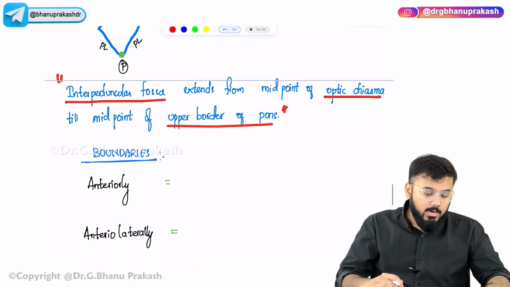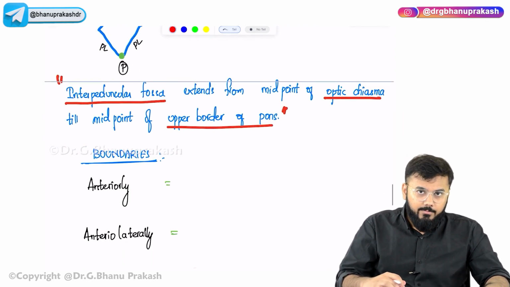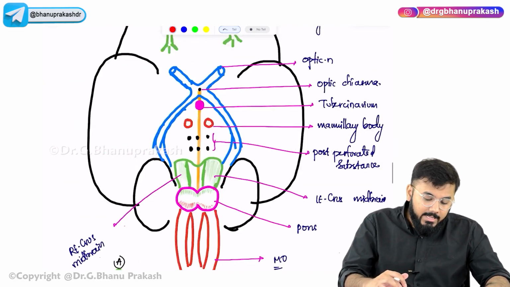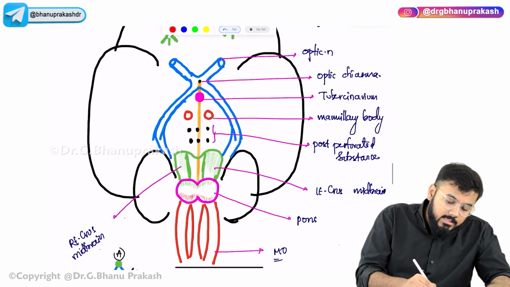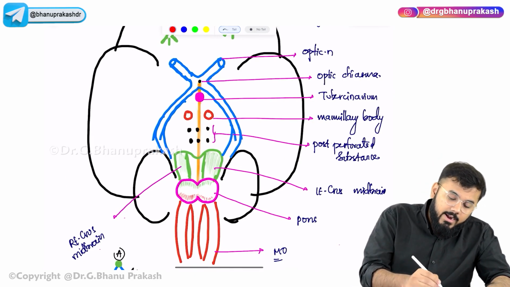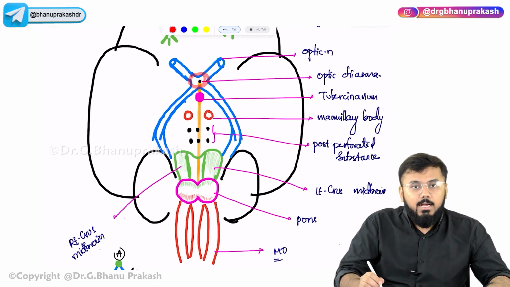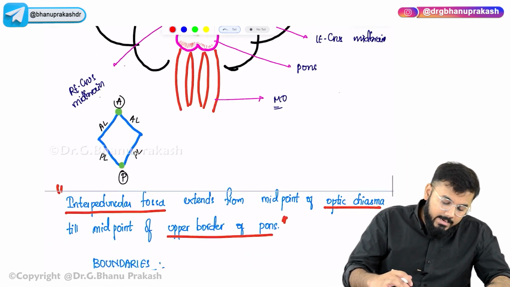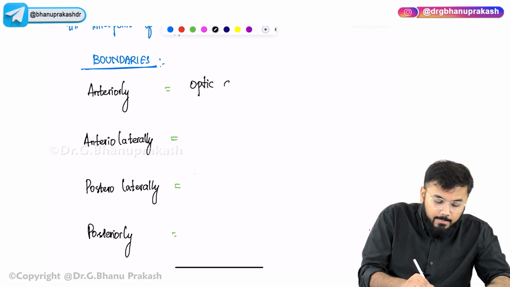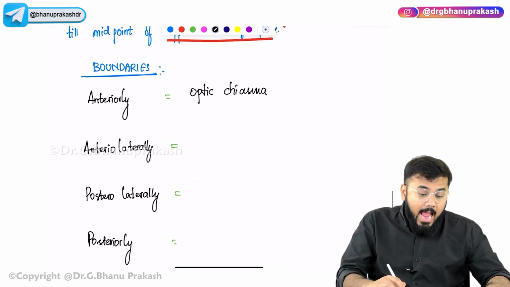Now let us see what borders are located here. Anteriorly, if this is the interpeduncular fossa, what do I have in the front? I have the optic chiasma anteriorly.